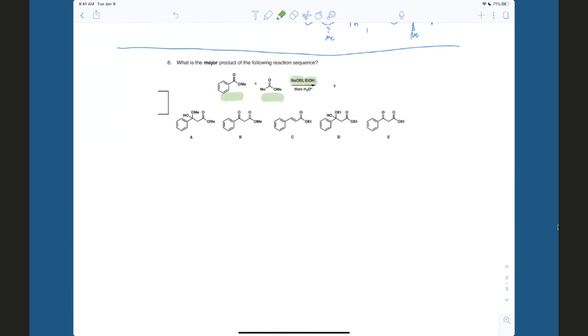Gotcha. So in this case, what do you think is going to happen first if we mix these 3 components together? Sodium ethoxide and these 2 esters. The ester will become an enolate. That's good. This still has alpha hydrogens that are acidic. They're less acidic than ketones, but we can still make our equilibria. So we're going to start equilibrating.